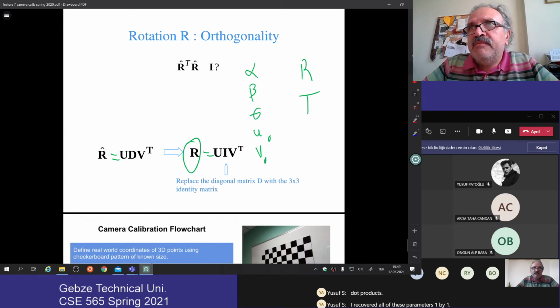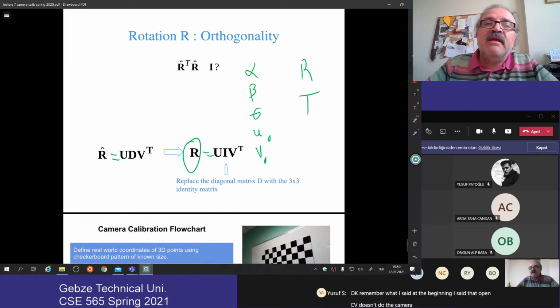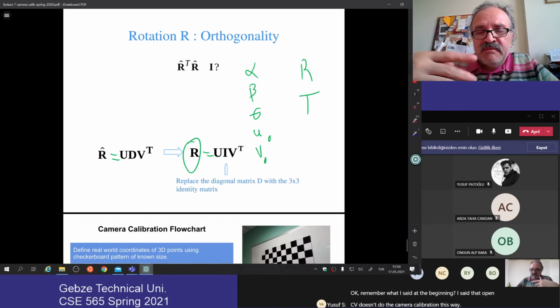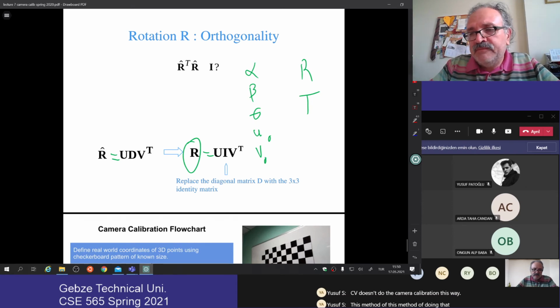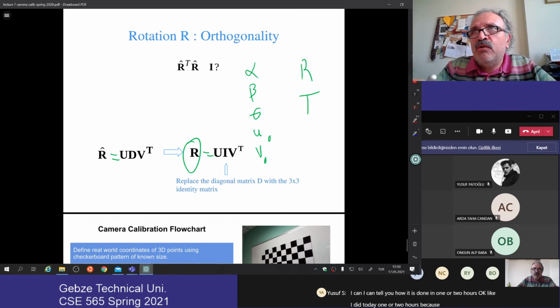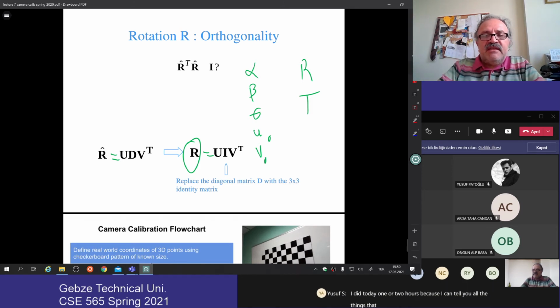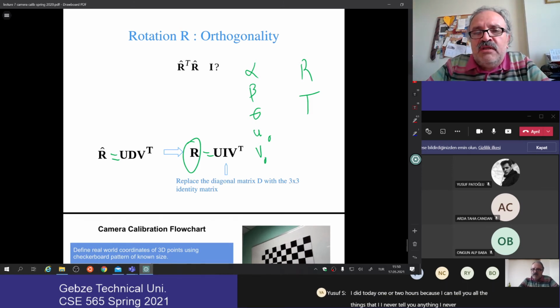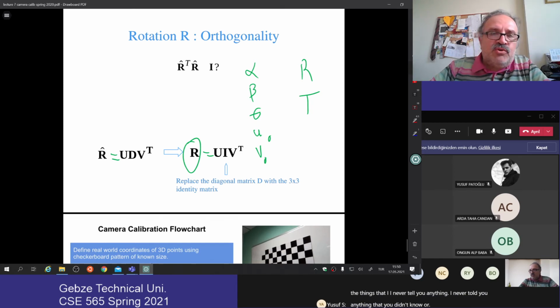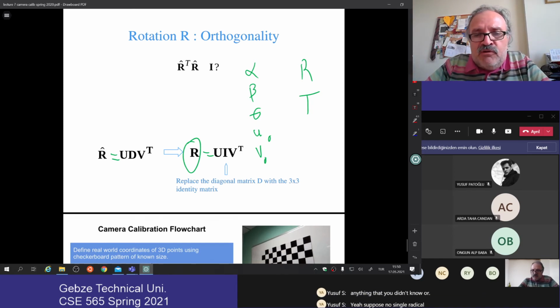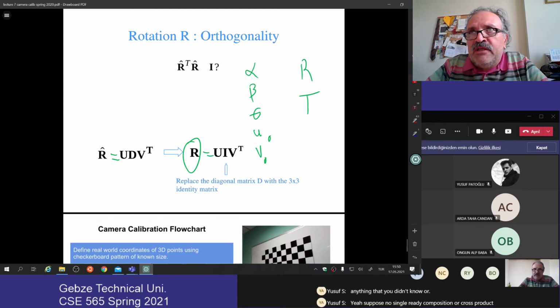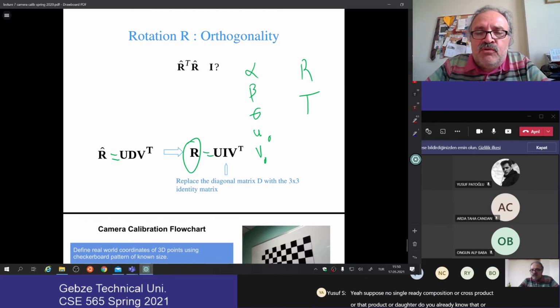Okay. Remember what I said at the beginning? I said that OpenCV doesn't do the camera calibration this way. This method of doing the calibration, I can tell you how it is done in 1 or 2 hours, like I did today, because I never told you anything that you didn't know or you are supposed to know. Singular value decomposition or cross product or dot product or the orthogonality. You already know that, or those are very simple stuff to learn.